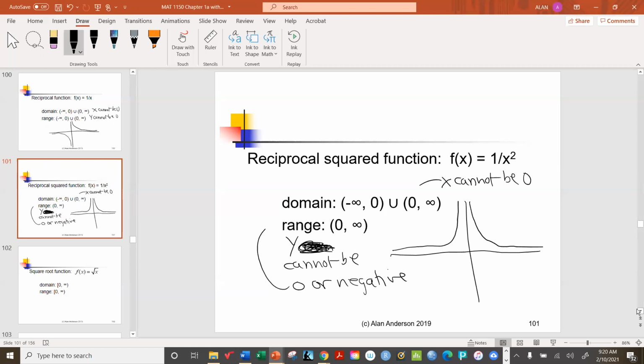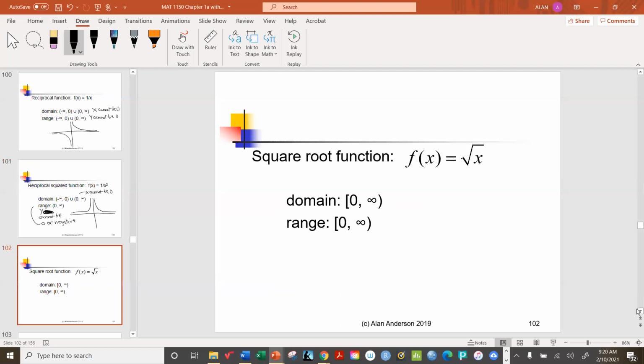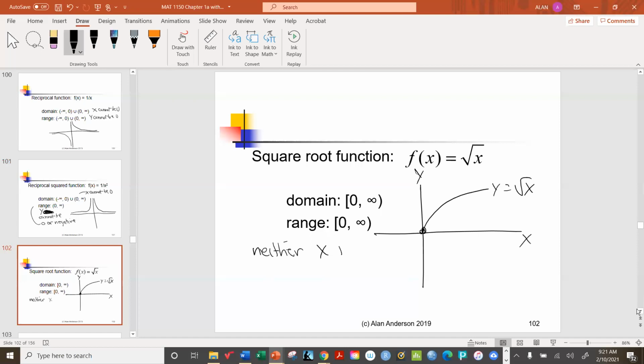So let's jump ahead to the square root of x. And that would be this case. So here we do start at 0. So both x and y can be 0. You can see the bracket means we're including zeros, but neither one of them can be negative. In other words, we're restricted to the first quadrant. So neither x nor y can be negative.